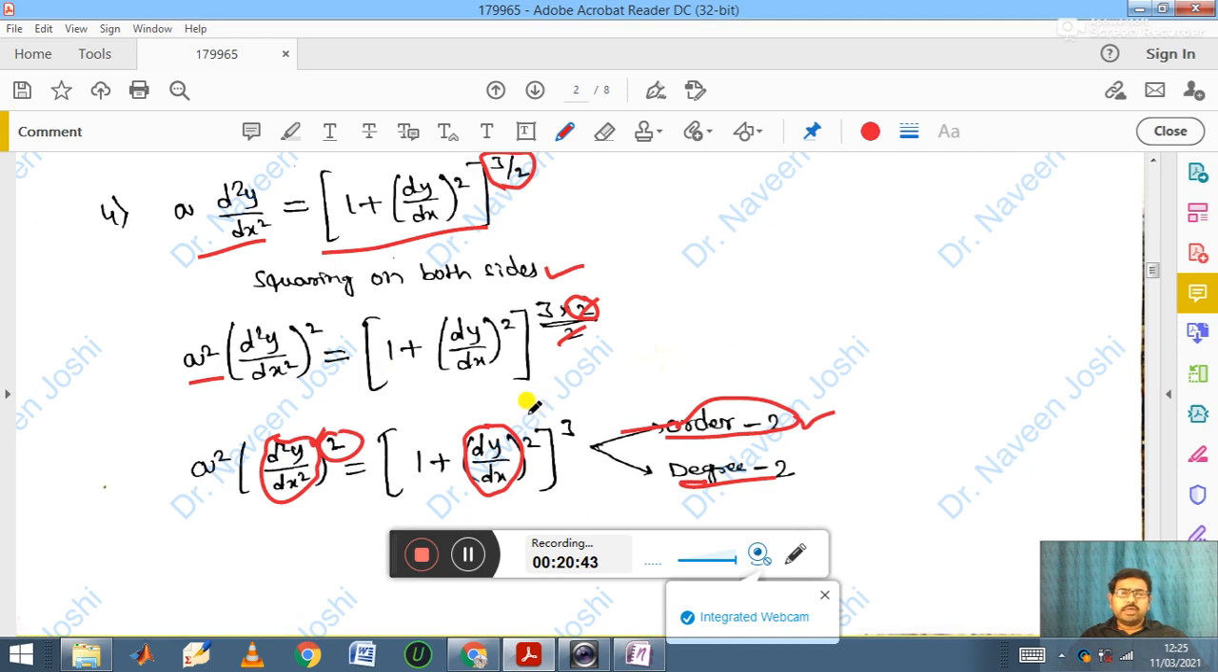Mainly here we need to understand what a differential equation is, the types of differential equations, and how to identify the order and degree of the differential equation.